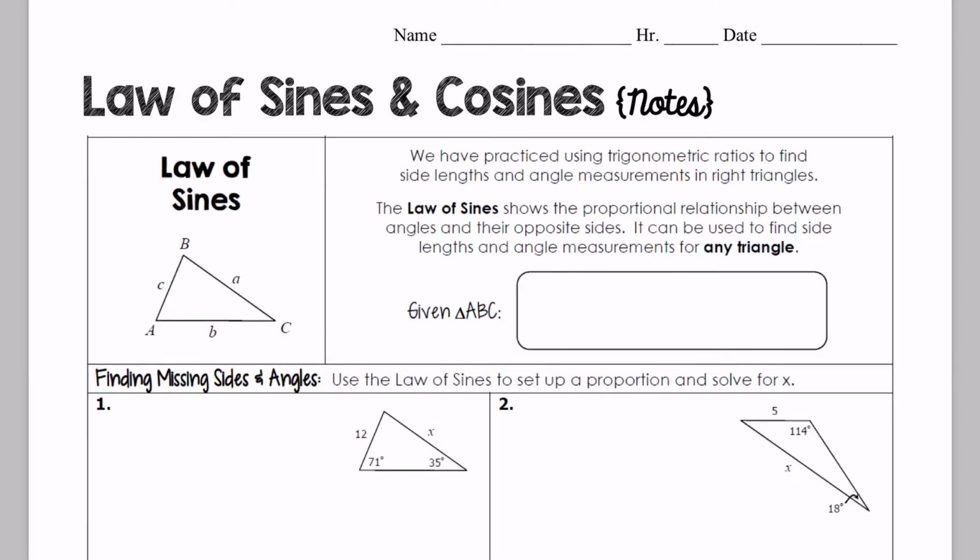Basically, what these are going to allow us to do is, so far we've been using sine, cosine, and tangent when dealing with right triangles. Well, now we have these things called the laws of sines and cosines that let us find measurements of either sides or angles of any triangle.